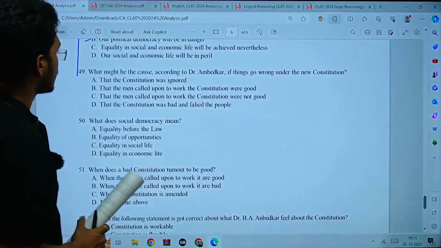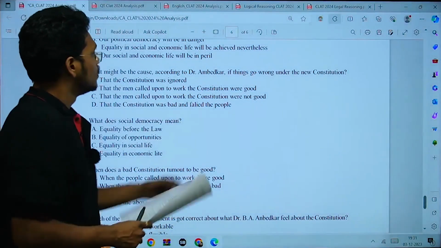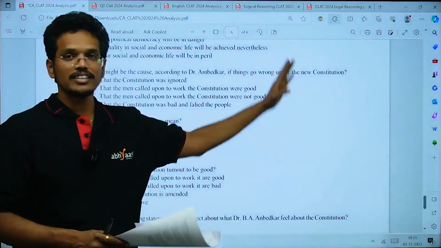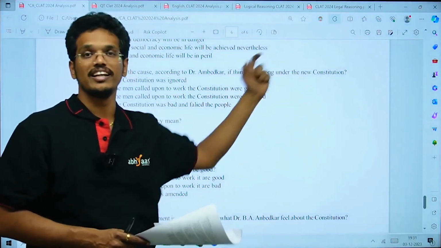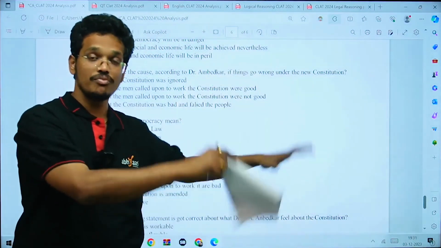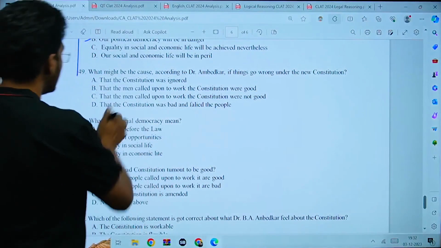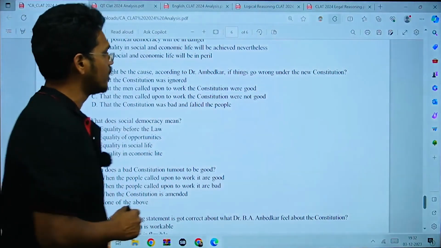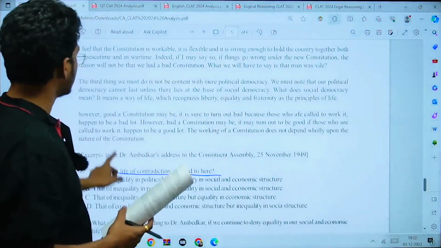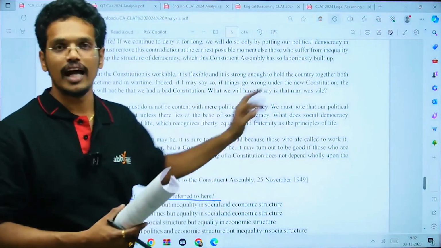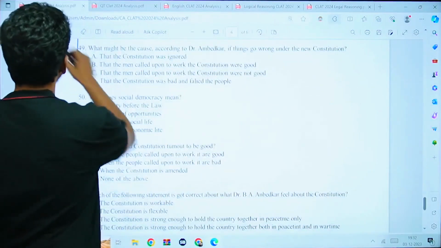Next, what might be the cause, according to Dr. Ambedkar, if things go wrong under the new constitution? So if things go wrong, what would be the reason? We need to identify the reason, so it is a reason-based question. The right option for 49 is that the men called upon to work the constitution were not good, because if you read the last two paragraphs of the passage, you will get the answer. So here the answer is option C.